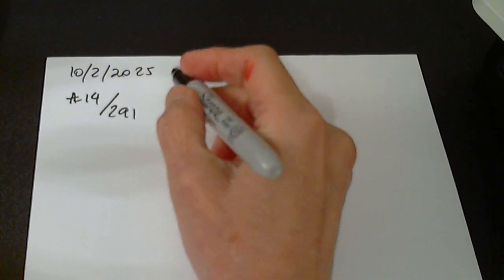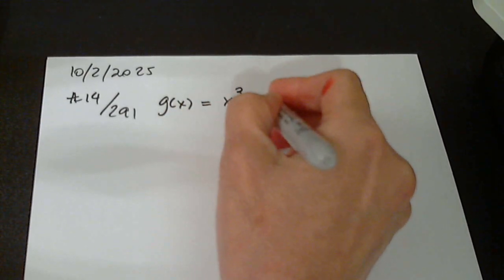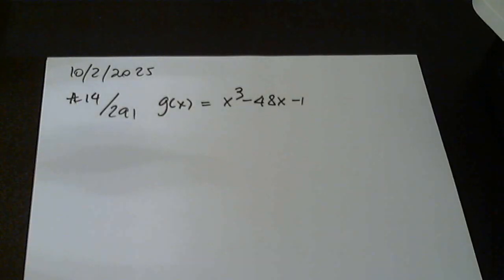Let's not choose rational functions, only because the next section deals with them. That's the entire section. 3.3 will deal with rational functions and nothing else. 14. Okay, let's take a look. We want to choose 14. And 14 on page 291. 14, we have g of x equals x to the third minus 48x minus 1.